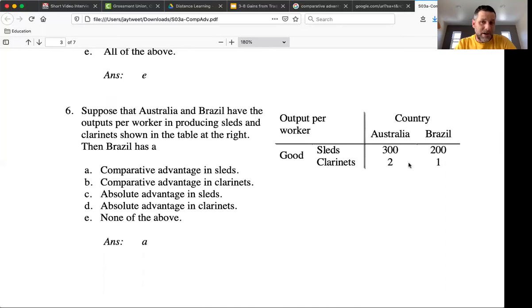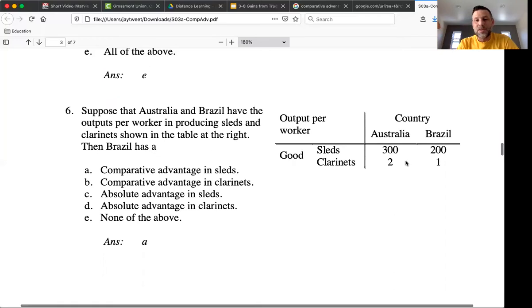Bigger numbers are better for absolute advantage. When it comes to comparative advantage, remember the OO in IOU. Output, the other goes over, OOO, and then the IOU is input, the other number goes under.